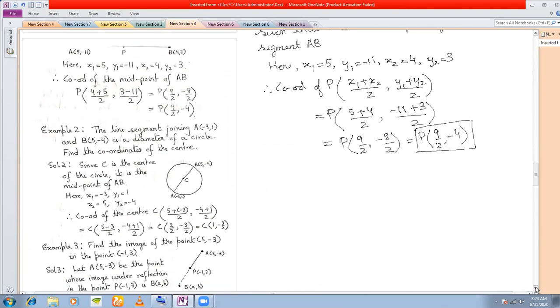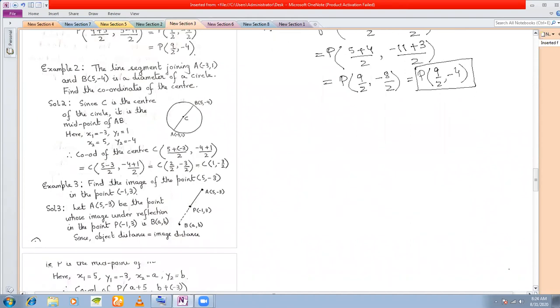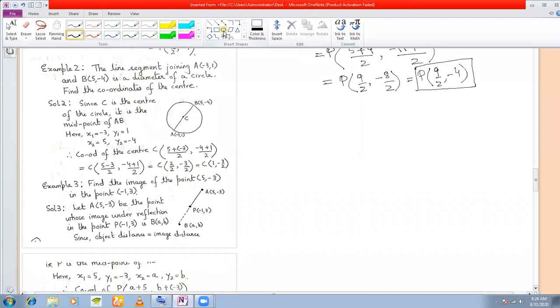Let us attempt the next one. The next example is: the line segment with A (-3, 1) and B (5, -4) is a diameter of a circle. What do you mean by diameter of a circle? Last, I think in class 9 I told you. What do you mean by diameter of a circle? Anyone?